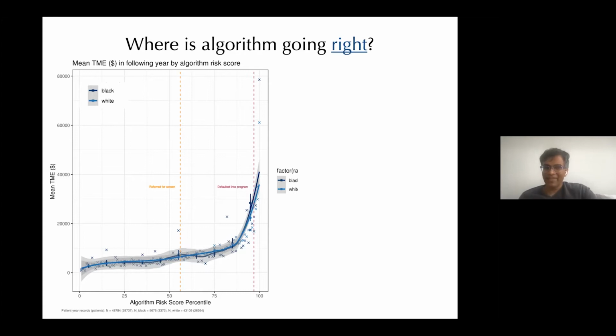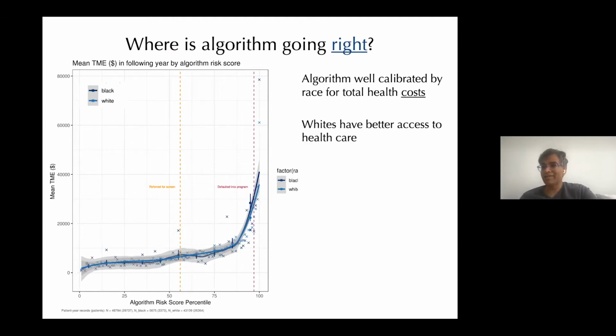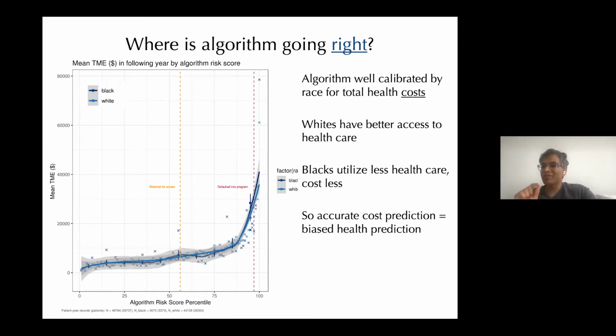So what's happening here is that the algorithm is incredibly well calibrated by race for health costs. And because whites have better access to health care and blacks utilize less health care and cost less, an algorithm that's well calibrated for costs is biased for health. And the bias comes in purely from that.